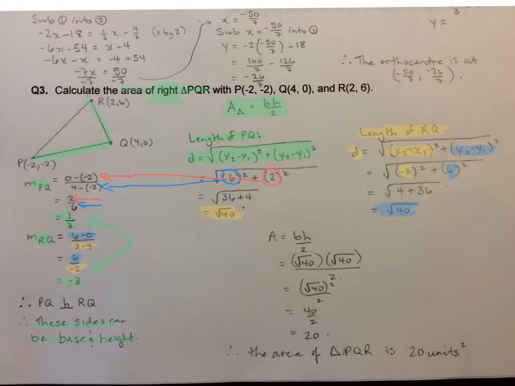Now, the diagram that I drew first is not accurate. It's just a sketch, but it gave me a starting point. When I sub these values into base and height, I get the square root of 40 times the square root of 40, which really is the square root of 40 all to the exponent of 2. Square root and square are opposites, so they undo each other and leave me with just positive 40 on the top, divided by 2, which gave me 20 as my answer for my area. So the area of triangle PQR is 20 square units.